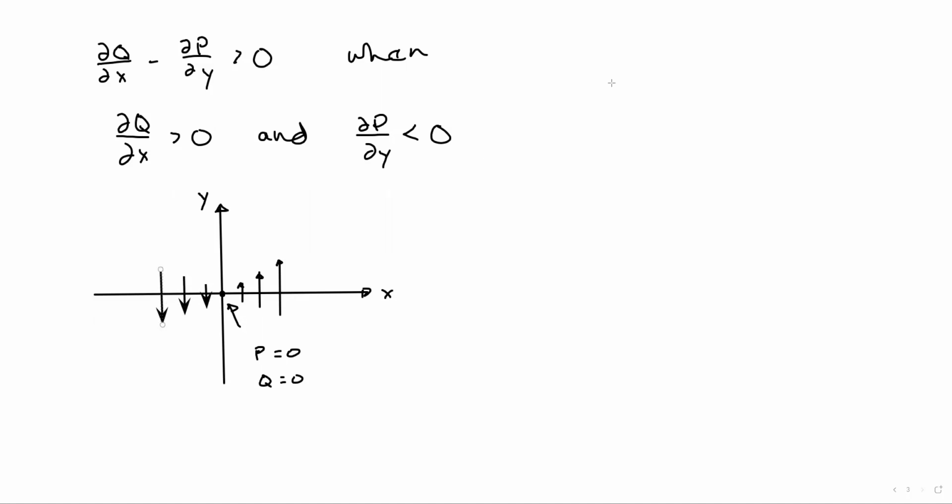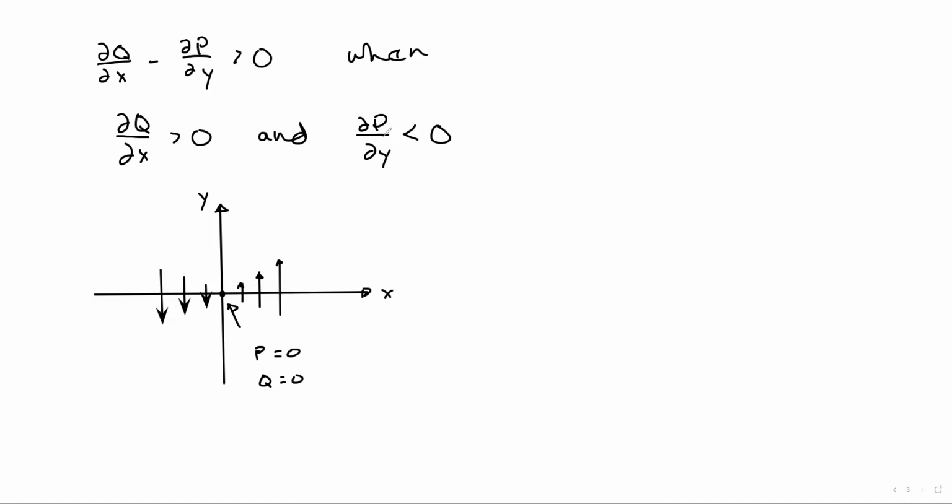All right, so the fact that the partial of Q with respect to X is positive is telling us that as we approach that point, we start off with negative vectors that are becoming less and less negative, and then you get to 0, and then you have positive vectors that are getting longer and longer as you move in the X direction.